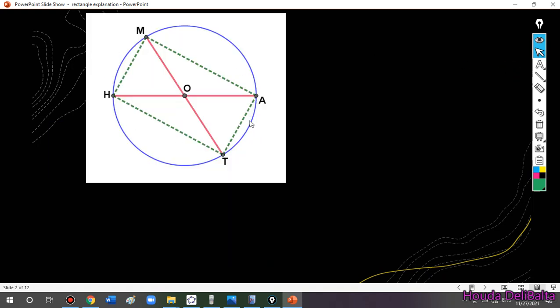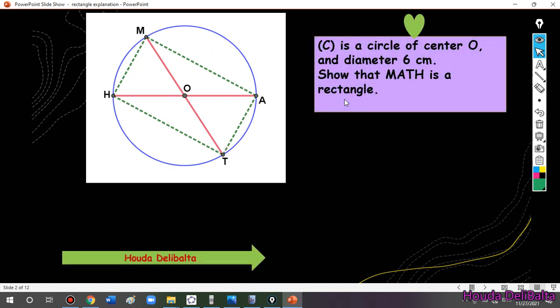Here, as you see, is a circle of center O and diameters MT and HA. So that's a circle of center O and diameter that measures 6 centimeters. So let's remember, what's the radius of that circle? If the diameter is 6, then the radius is 6 divided by 2, which is 3. So I can notice here that each of the segments OM, OH, OT, and OA are equal to 3 centimeters, and I can put equal signs on these segments because they are radii of the same circle.